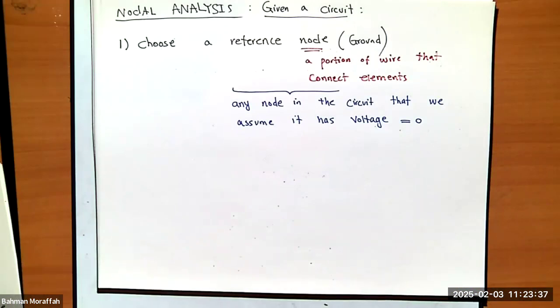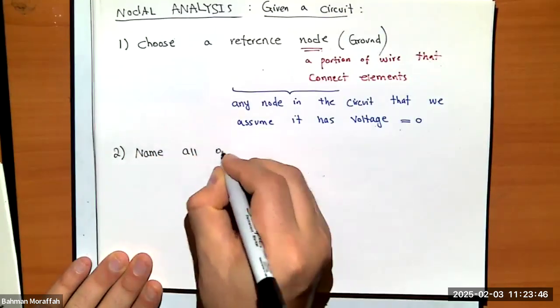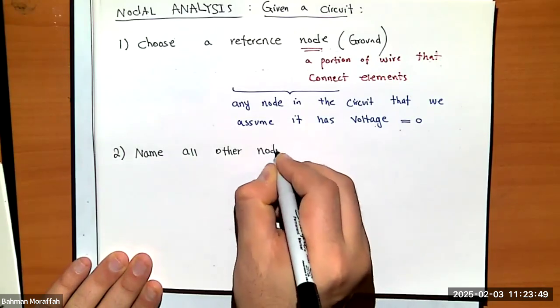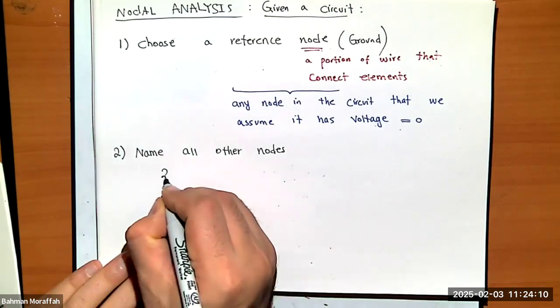The second step is to name all other nodes. So name all other nodes. There is an intermediate step here. I'm not going to give it a new step name, because it's not applicable for every circuit. You can only apply it in very special circumstances. So I'm going to call it basically 2A.